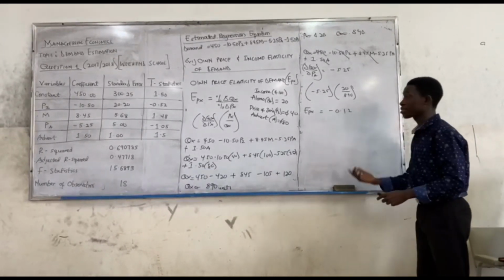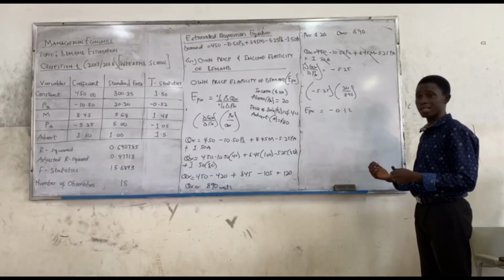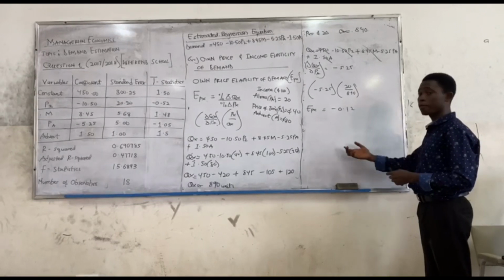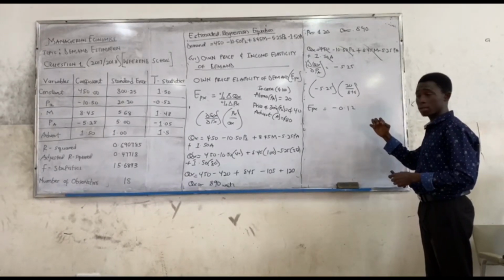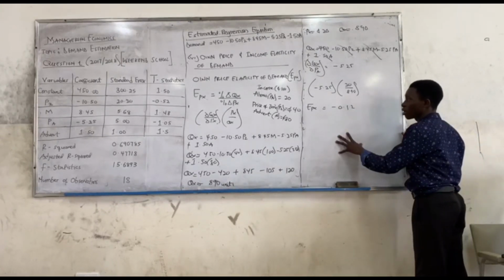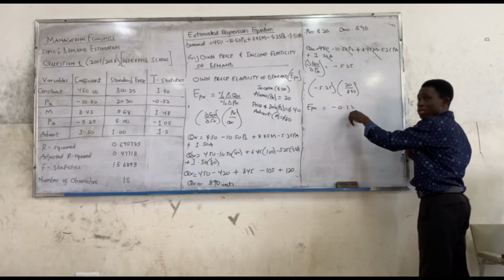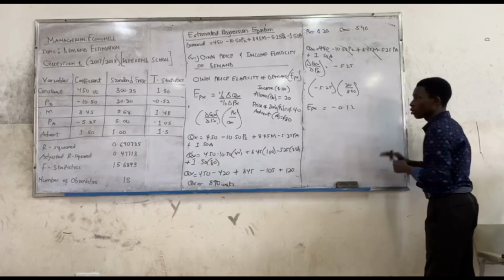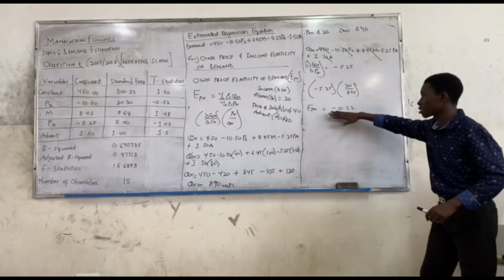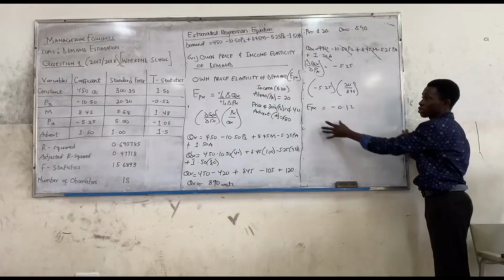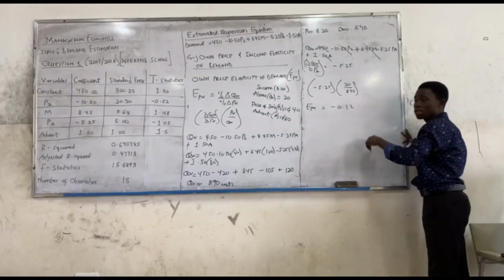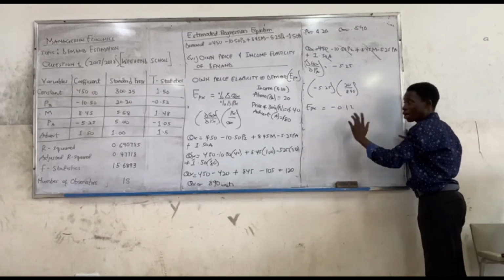For own price, if it's less than 1, inelastic; if it's greater than 1, elastic; if it's equal to 1, unitary; if it's equal to 0, perfectly inelastic; if it's infinite, perfectly elastic. So this is negative 0.12. In a normal instance, since this is less than 1, it's inelastic. We do that in business economics. When you get this, you say the own price demand is inelastic. But based on managerial economics, when you get to this point, you need to take the absolute value of this.